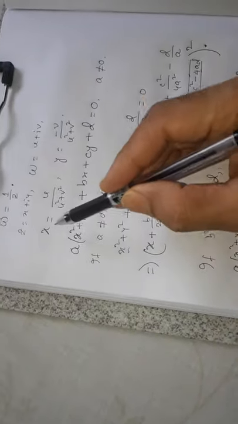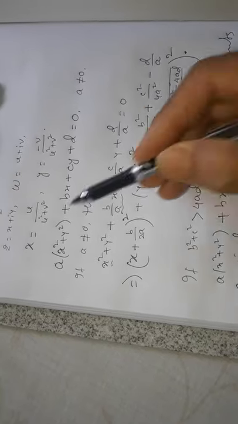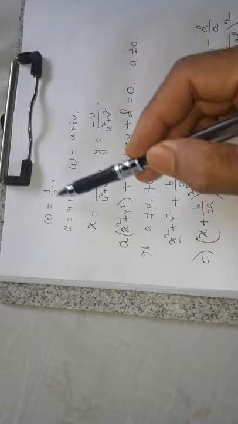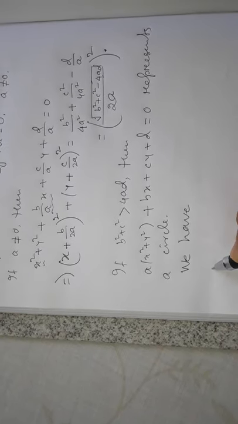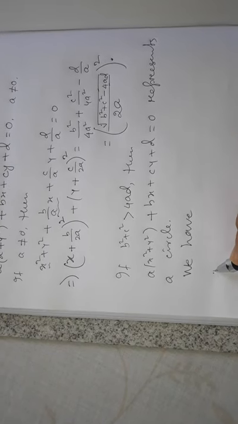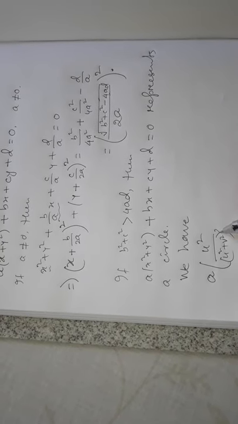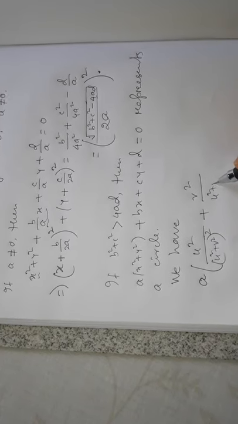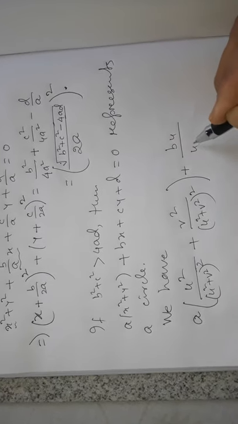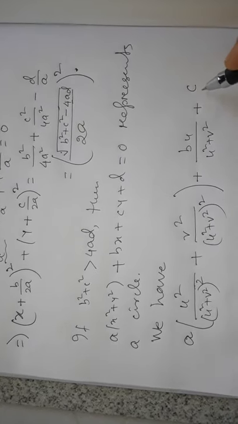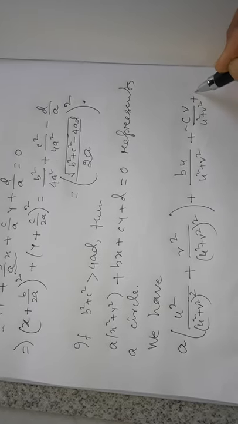Now we will use the transformation x equal to this and y equal to this, obtained from the inverse transformation. If I put those x and y here, you can easily see that we have a times u square plus v square over u square plus v square, whole square, which is x square plus y square, plus b times u over u square plus v square, plus c times minus v over u square plus v square, plus d equal to 0.